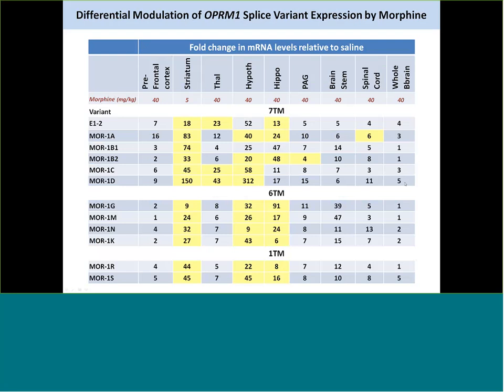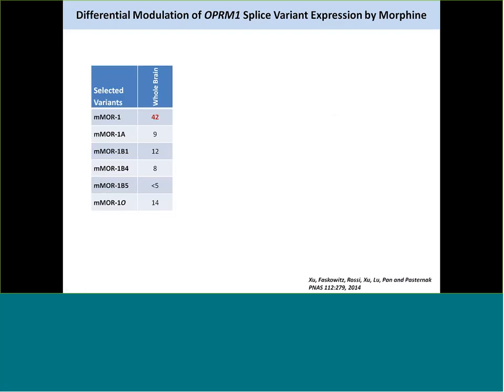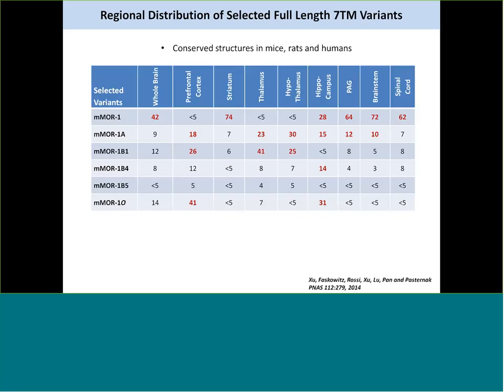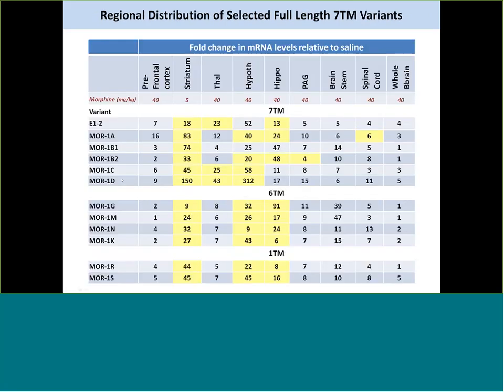This changes dramatically if you take a look at individual regions. So, for example, MOR1D, which is present, and as I'll show you right here, MOR1D has a very low abundance in whole brain. With morphine exposure, its levels in the striatum are increased by 150-fold. It's 300 times more abundant in the hypothalamus after morphine exposure.